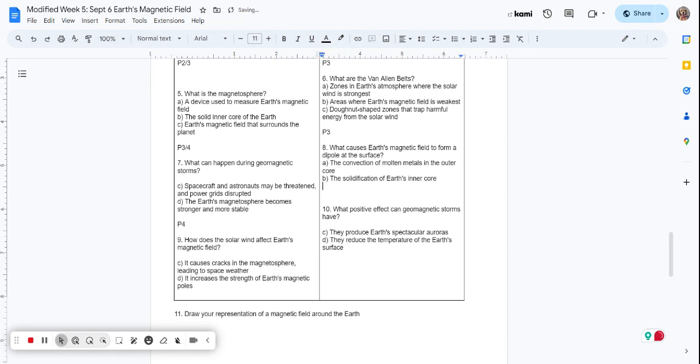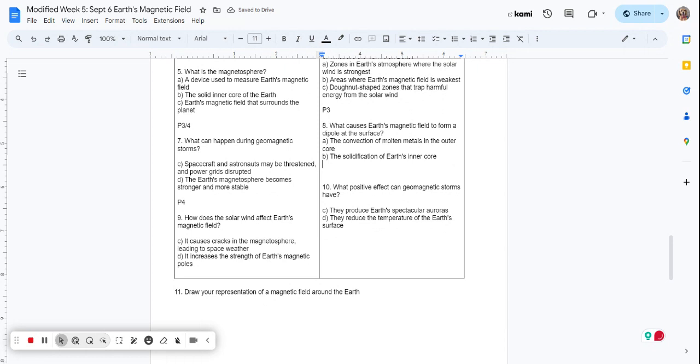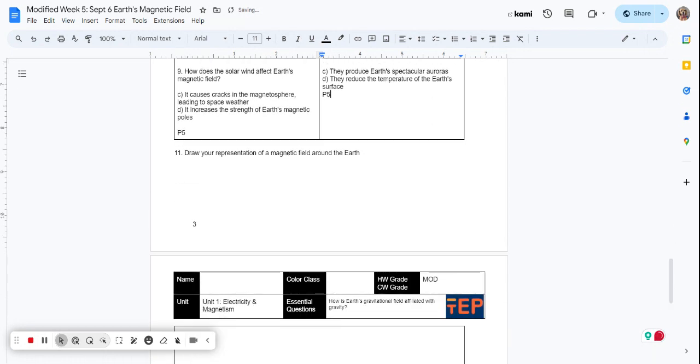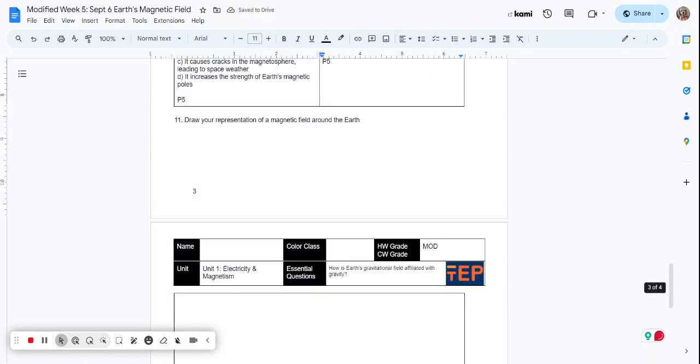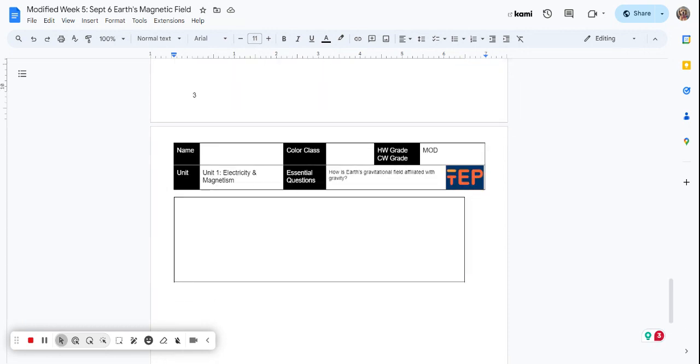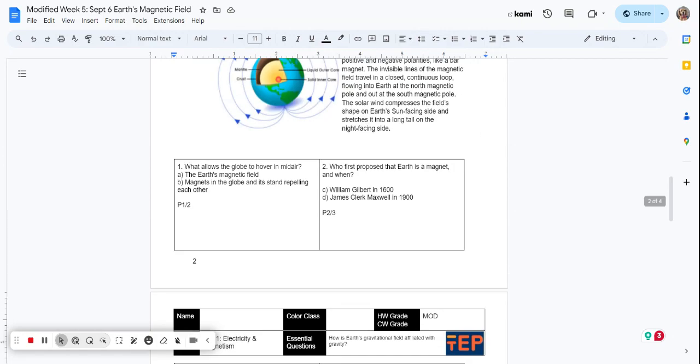You can also pause this, guys. You have the power. What causes the magnetic field? That's paragraph 4 and 5. How does the solar wind affect it? That's paragraph 5. And then the positive effects, that's also paragraph 5. And then this last one, you have it here. You're drawing your representation of a magnetic field around Earth. So how do you think it looks, based on the video that you watched and what you heard me say?